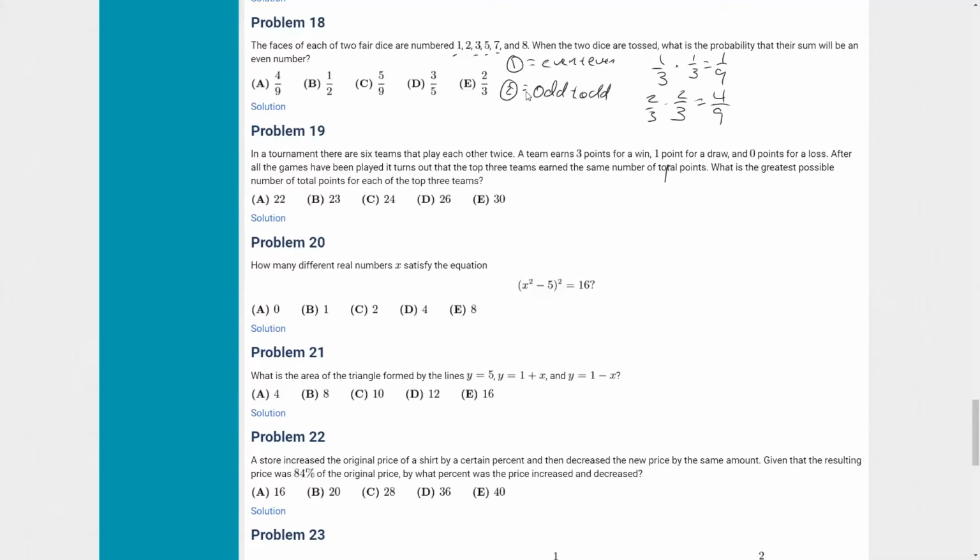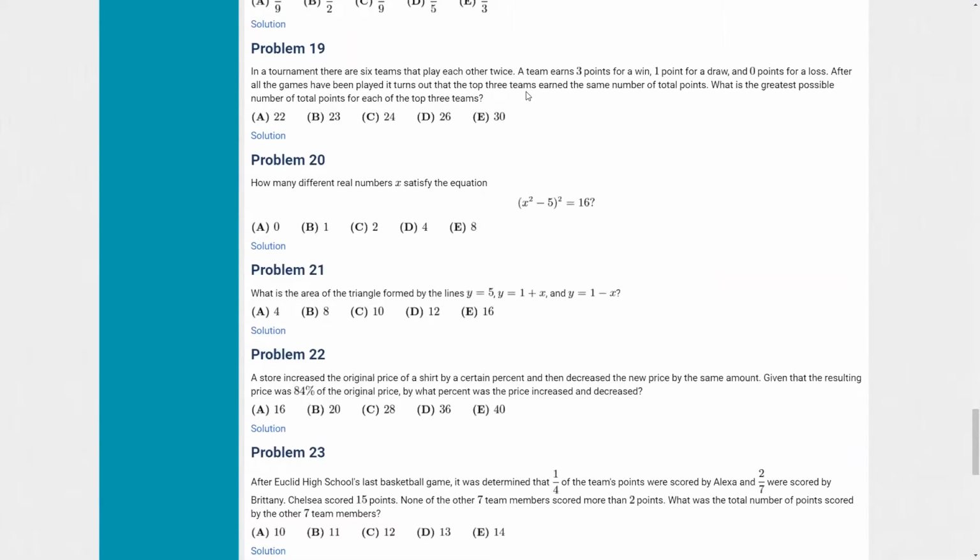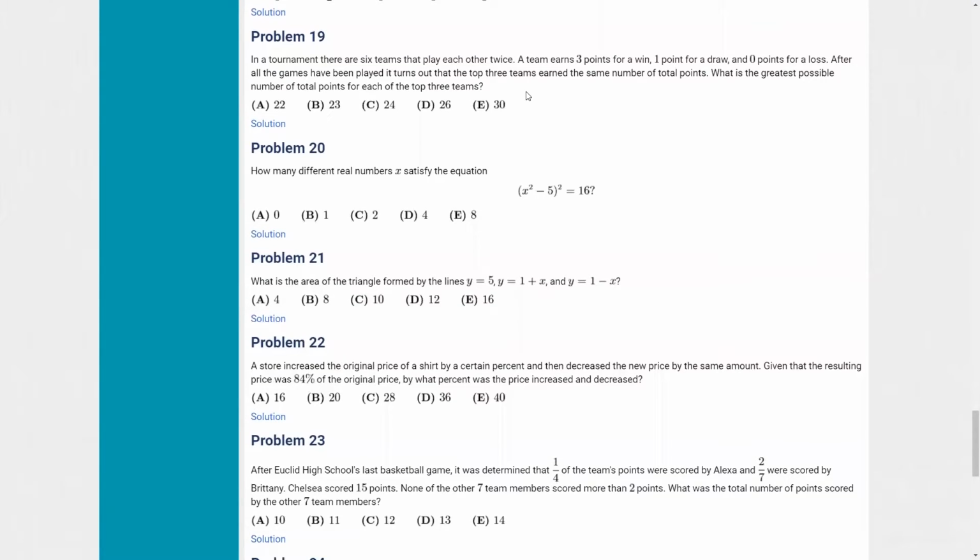So we need to add those together because they both contribute to the probability of this situation. So 1 over 9 plus 4 over 9 is equal to 5 over 9. And the answer is C. So question 18, answer is C.